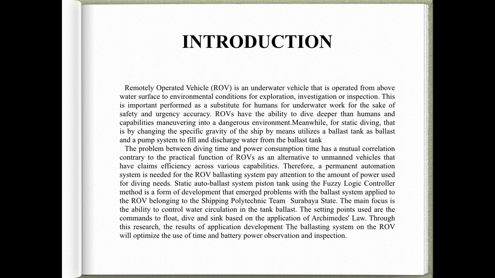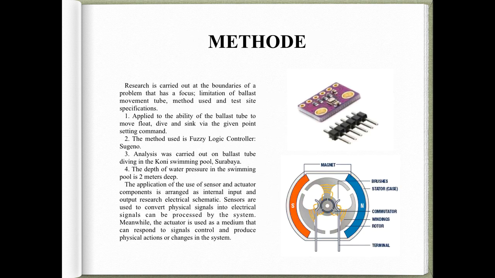The main focus is the ability to control water circulation in the ballast tank. The system uses commands to float, dive, and sink based on the application of Archimedes' law. Through this research, the result of application development, the ballasting system on the ROV will optimize the use of time and battery power for observation and inspection.